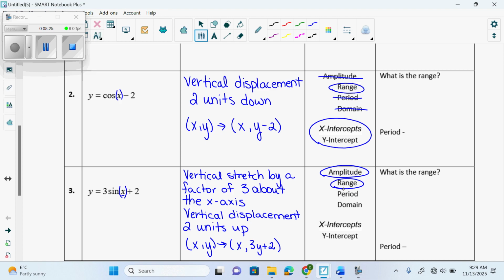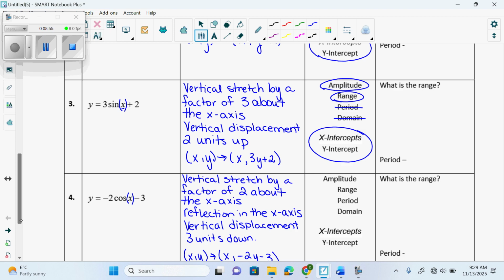Period and domain? No. What about the x and y intercepts? Yeah. If I only had a vertical stretch, would my x-intercepts change? No, because my x-intercepts have y's of 0, and vertical stretch is multiplied. 0 times anything stays 0, right? So it's actually the vertical translation that's moving the x-intercepts here, not the vertical stretch.